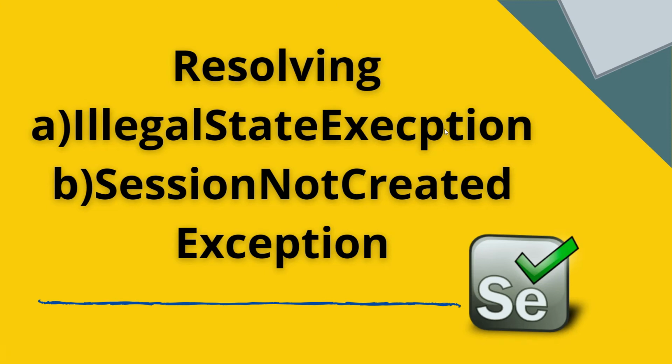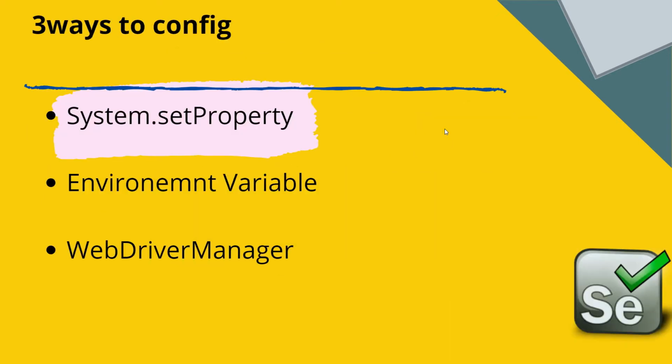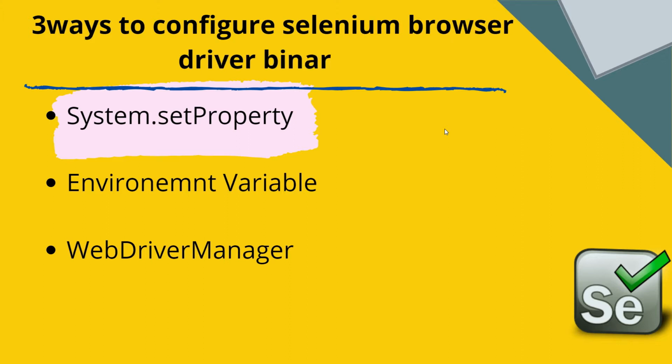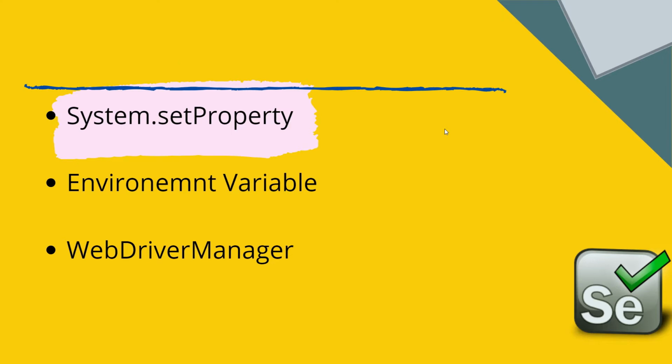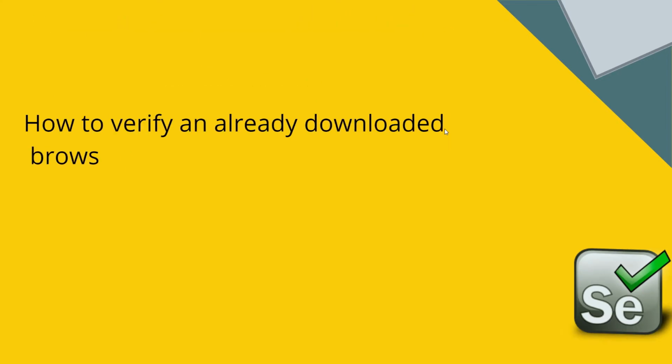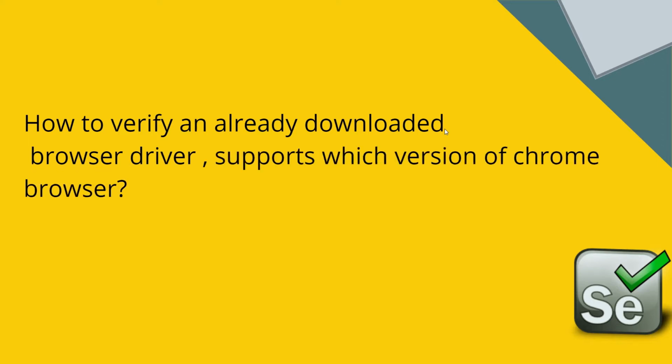Welcome back. Today we'll talk about resolving a few very commonly occurring exceptions: illegal state exception and session not created exception that we come across very often while running our Selenium test cases. We'll also talk about the different ways to configure Selenium browser driver executables using system.setProperty, environment variable and WebDriverManager. We will talk about how to verify which version of Chrome browser an already downloaded browser driver supports.